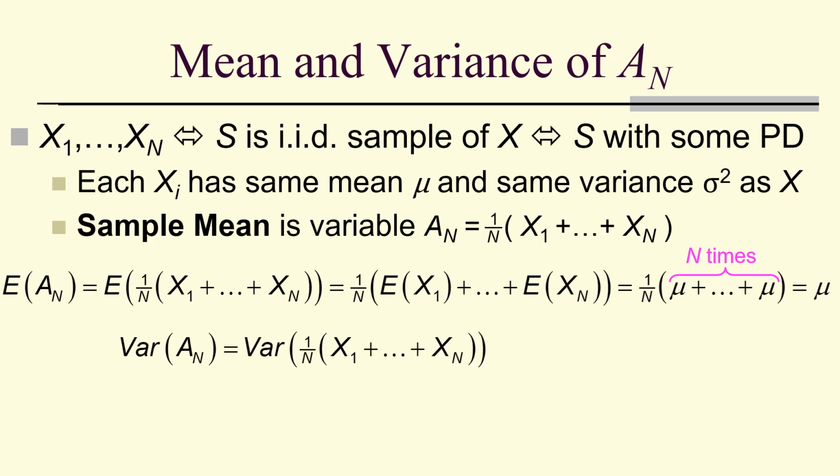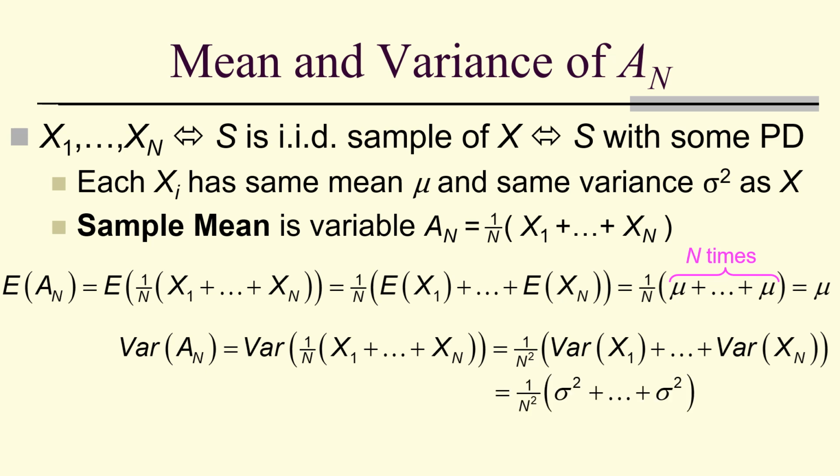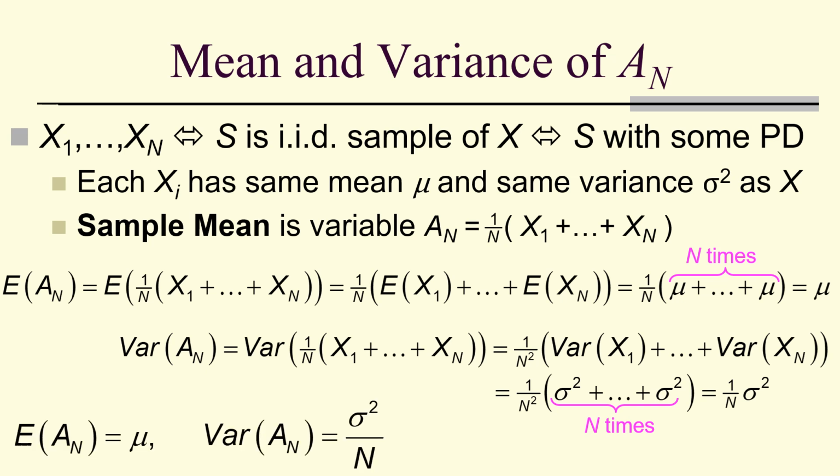The variance of A sub n, the sample mean, is the variance of this linear combination. But notice when you bring the 1 over n out, you have to square it. These are all independent of each other, so therefore you get the sum of the variances. But the variances are all the same. So if the variances are denoted by sigma squared, then you get n copies of sigma squared added together, which is going to mean you're going to get 1 over n times sigma squared. So the expected value of the sample mean is mu, and the variance of the sample mean is sigma squared over n.